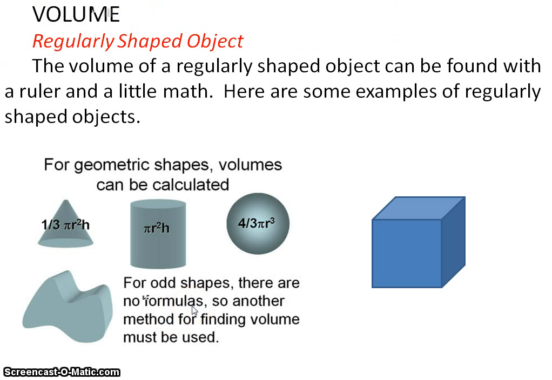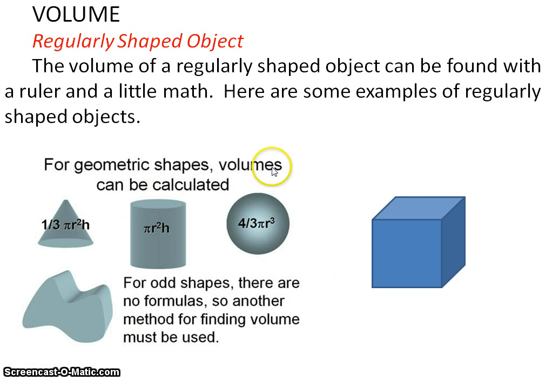Volume is a little bit trickier. To find the volume, we first need to determine whether it is a regular shape or an irregular shape. If it's a regular shape, we can use a ruler to find out, with a little bit of math, what the volume is. There are equations for this, for cylinders and spheres and cones, and we'll be using mainly cubes and rectangular objects where we just look at length, width, and height.